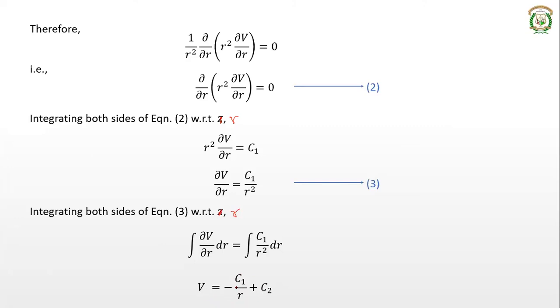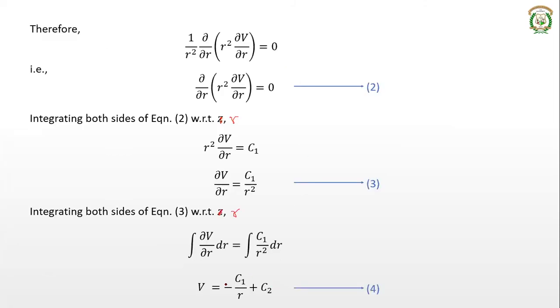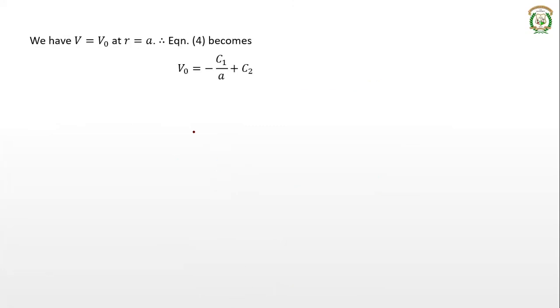Right? Now you have to apply boundary conditions and get the values of C1 and C2. We have two boundary conditions. V is equal to 0 at r is equal to b. V is equal to V0 at r is equal to a. We'll apply the second one first. V is equal to V0 at r is equal to a. So what do you get? V0 is equal to minus C1 by a plus C2. Right?